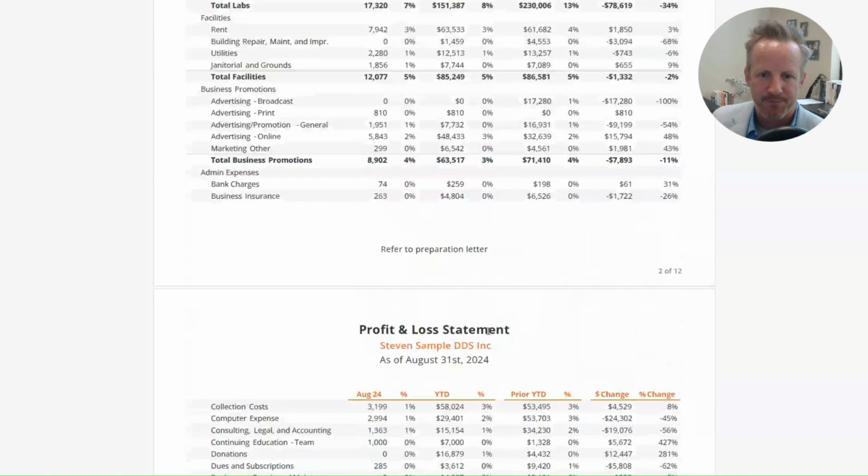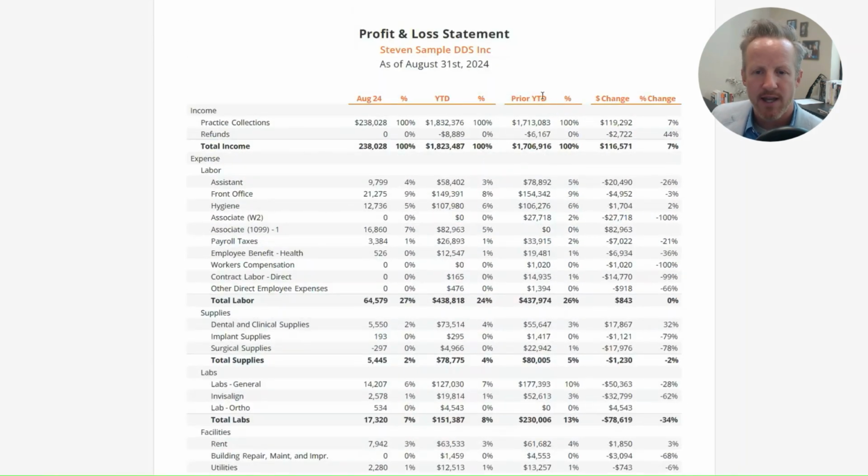Now you'll notice in the next column over, I show the prior year to date, January through August 31st of 2023, since this one is January through August of 2024. So now I have a nice comparison of current year to date relative to prior year to date. How am I doing this year compared to last year? And then the farthest column on the right is showing the change. So this year, I'm up $116,000 through August compared to the prior year. That's 7%. So I'm up 7% top line, I call it.